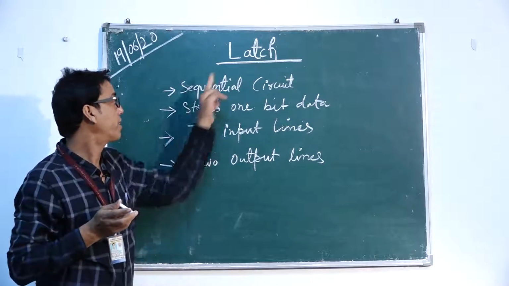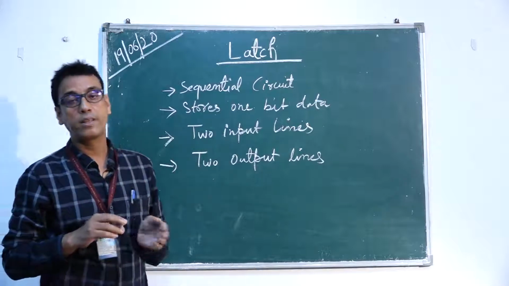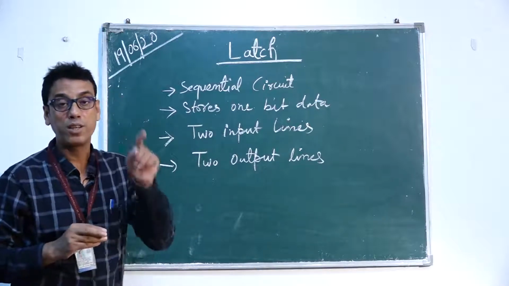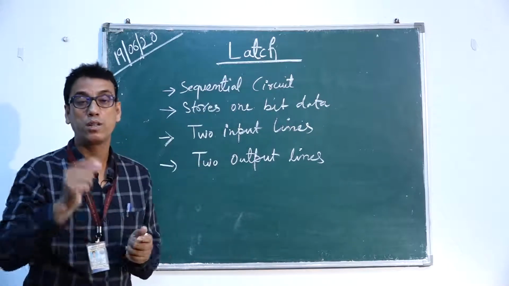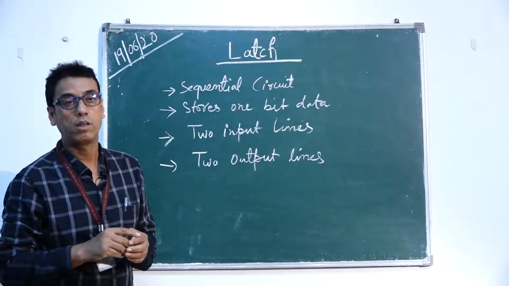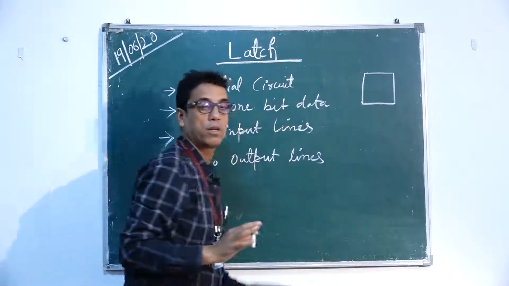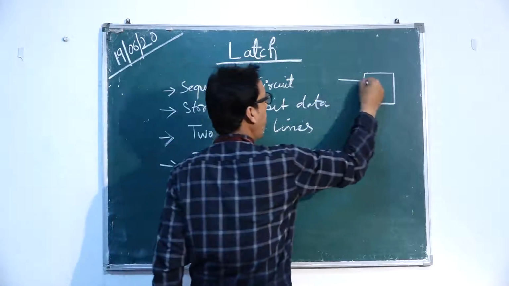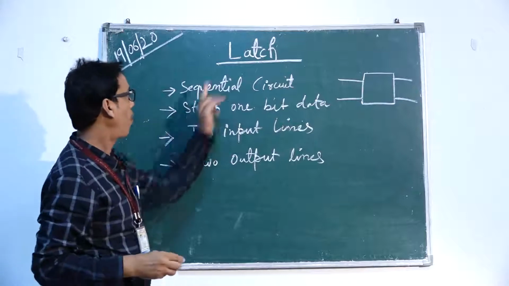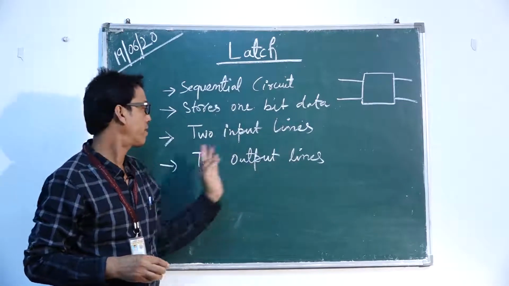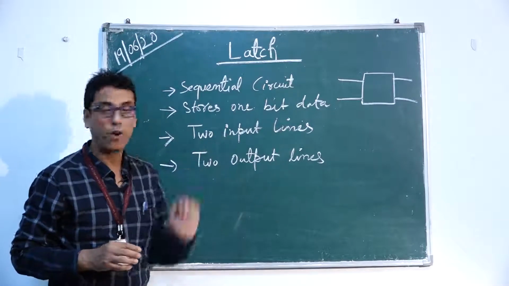Second point related with latch is that it stores 1 bit of data. We have already learned that we need to know the purpose of this circuit. The purpose of this circuit is to store 1 bit of data. See, this is the block diagram of latch. It has 2 input lines and 2 output lines. The third point is that it has 2 input lines, and the fourth point is 2 output lines.